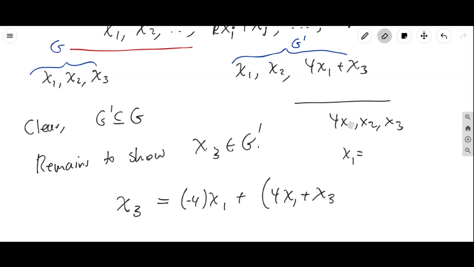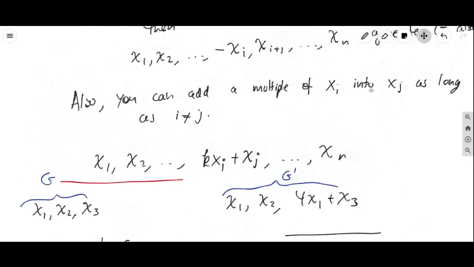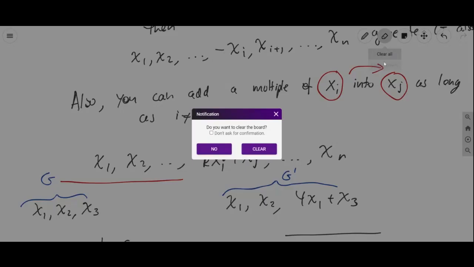So how do you recover x1? How do you eliminate x1? You will not be able to express x1 using these three. That's why it's important that when you're adding, you can add a multiple of x1 into xj, but they have to come from different positions. As long as they come from different positions, that's okay. Now, that seems to resemble row operations on a matrix, and that's exactly how this is related to linear algebra.